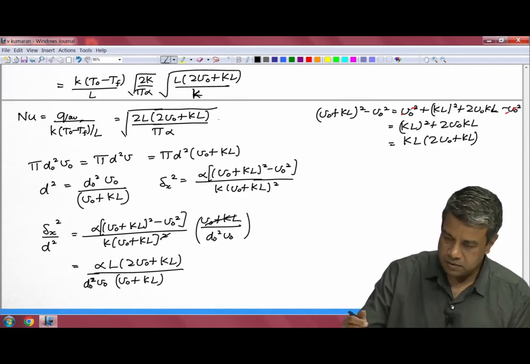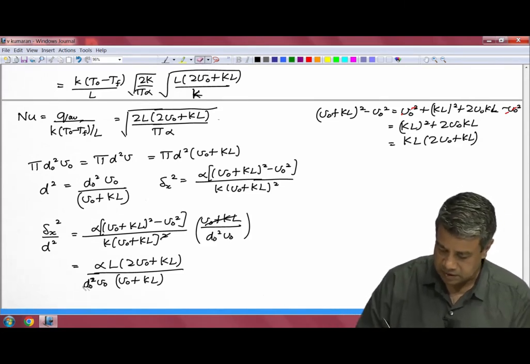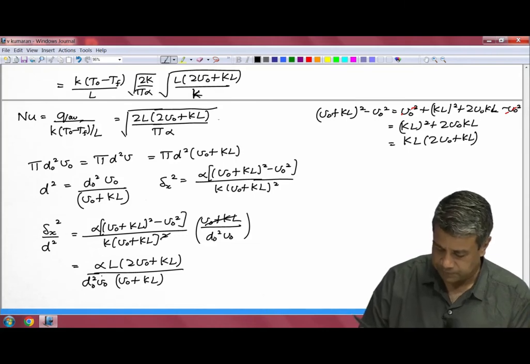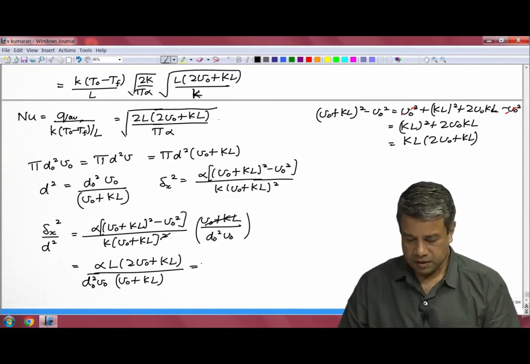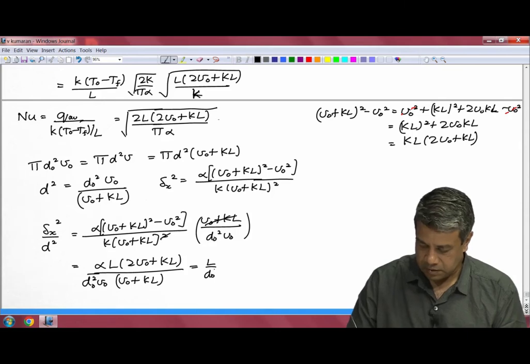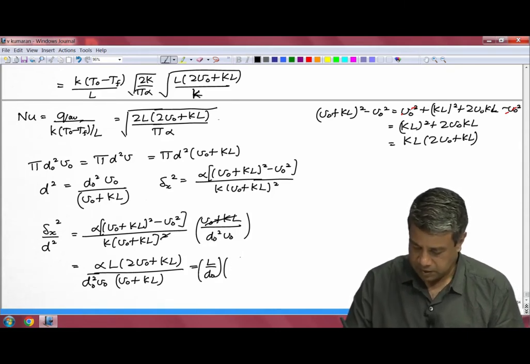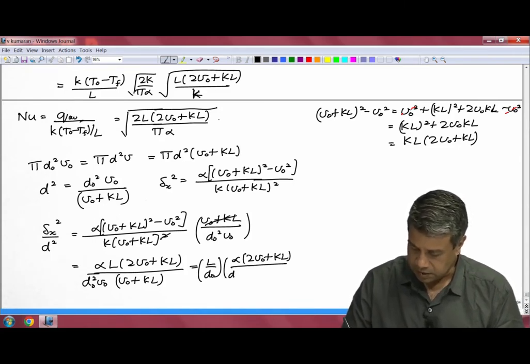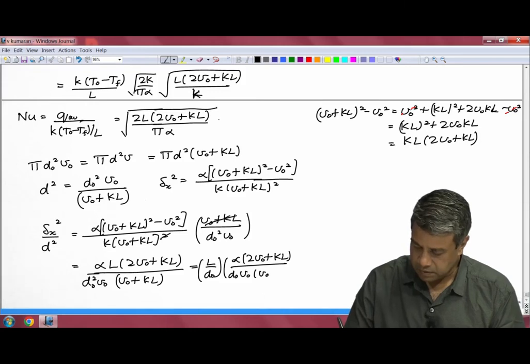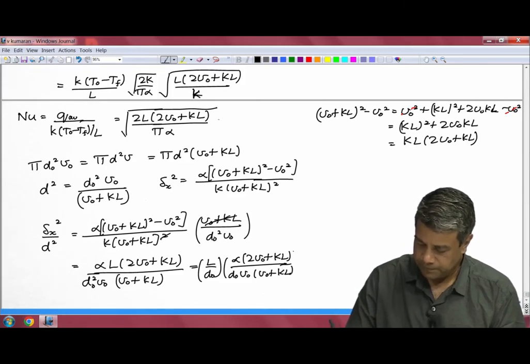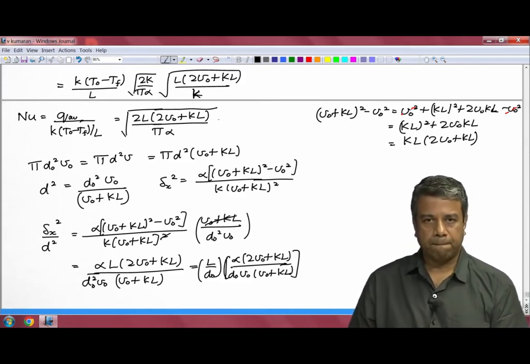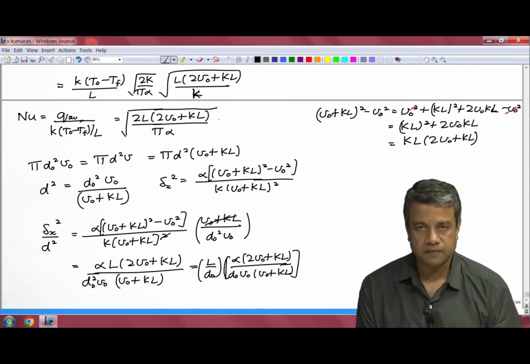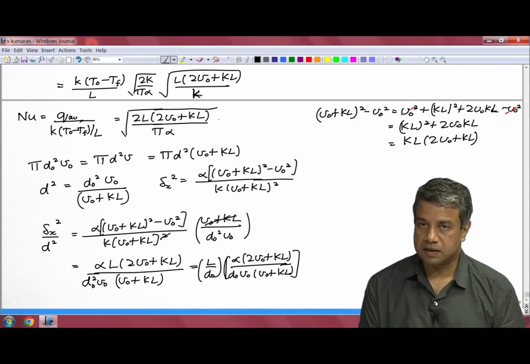So, this is the ratio of the square of the boundary layer thickness and the diameter of the filament at some downstream location. I can write this as L by d naught into alpha into 2 V naught plus K L, by d naught V naught into something. So, that is the final expression for the ratio of the boundary layer thickness and the filament diameter.